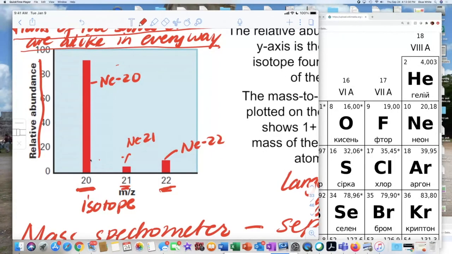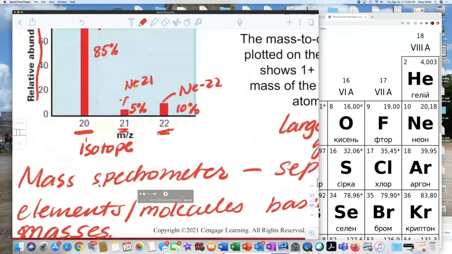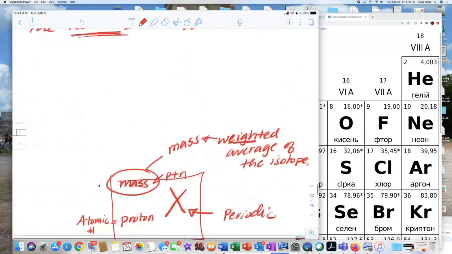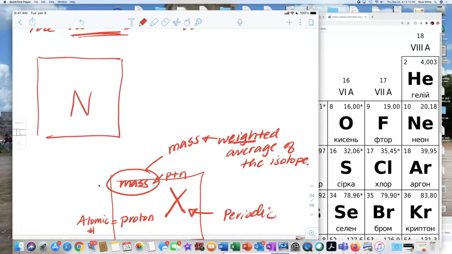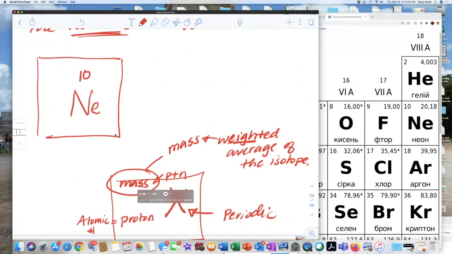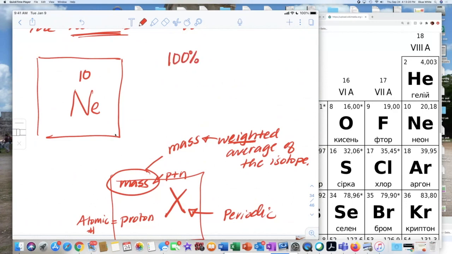So let me eyeball this. This is not going to be a perfect science, but let me say this one ends up being 85%, because I'm just estimating. And this one ends up being like 10%. And this one ends up being what, 5%? So what we're saying here is, if you were to go out there in real life and try to find a sample of neon, and you find 100% neon, of that 100% neon, 85% will be neon 20, 5% will be neon 21, and then 10% neon 22.